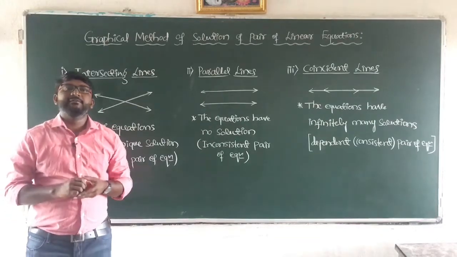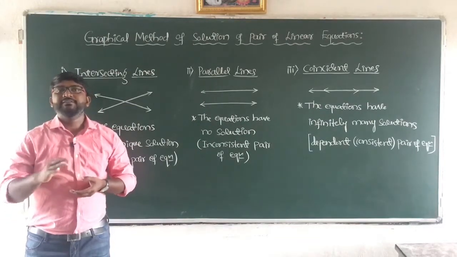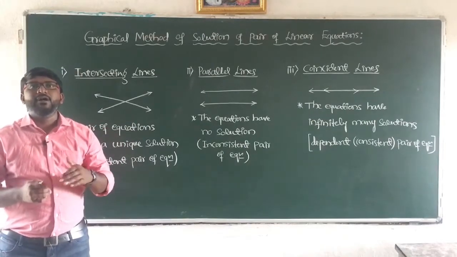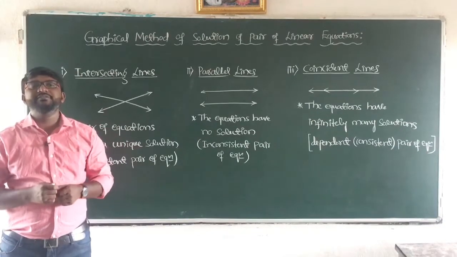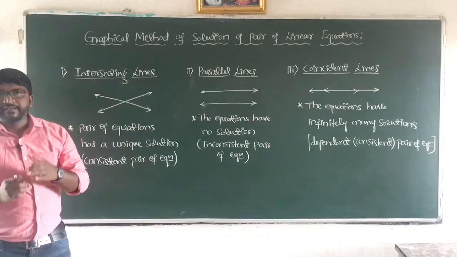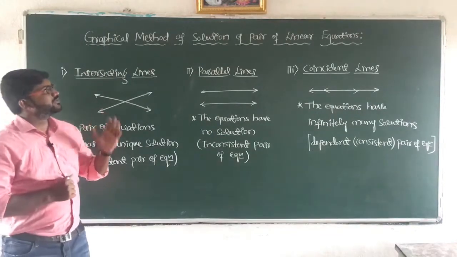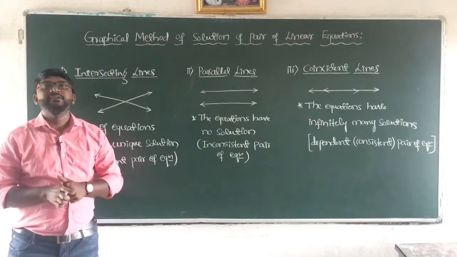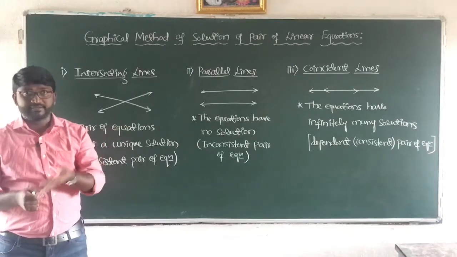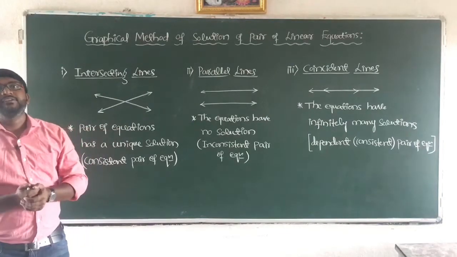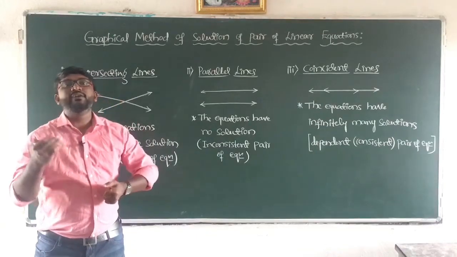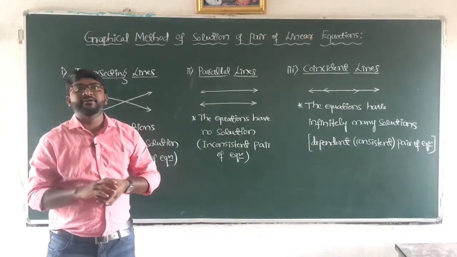In the previous section we solved some problems in which situations were given to represent algebraically as well as graphically. Now we have learnt how to represent the two equations graphically, and the next question is, can we find the solution of those graphical representations? The two lines may be coincident lines, parallel lines or intersecting lines. For all these three, can we find the solution through the graph? That's the next concept.